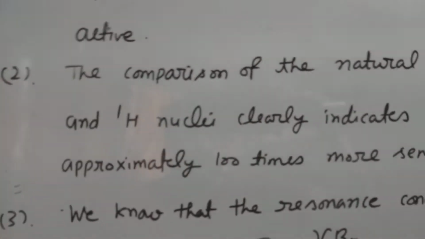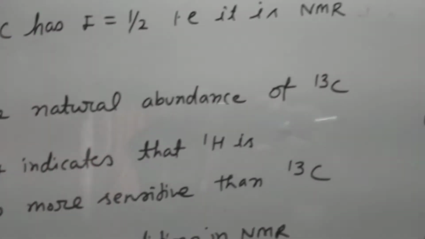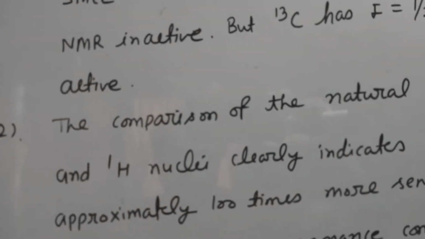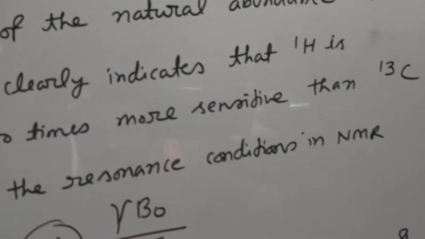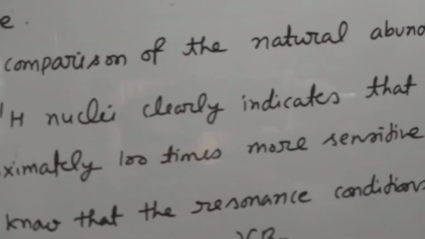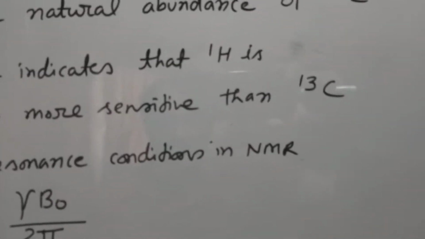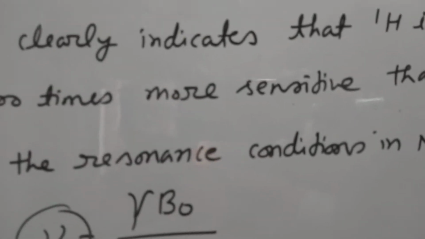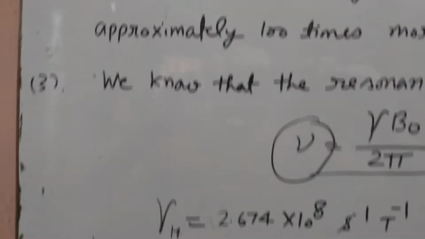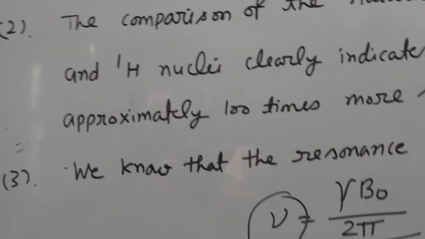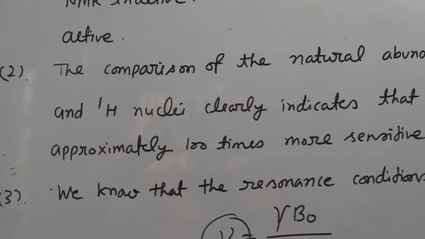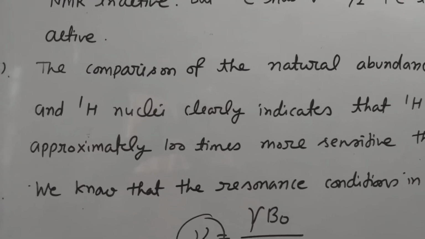The comparison of the natural abundance of 13C and 1H nuclei clearly indicates that 1H is approximately 100 times more sensitive than 13C, because the natural abundance of 1H nuclei is approximately 99%. Hence, it will be about 100 times more sensitive than 13C.